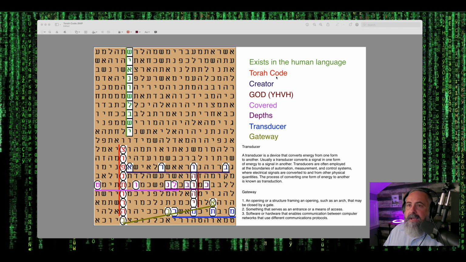Now, this is where it gets very, very interesting. Right above Torah Code, also running vertically in green right here, is the phrase "exists in the human language." Exists in the human language. Think about that for just a moment. It's suggesting to us that the Torah Code itself exists in the human language. But what is the human language?